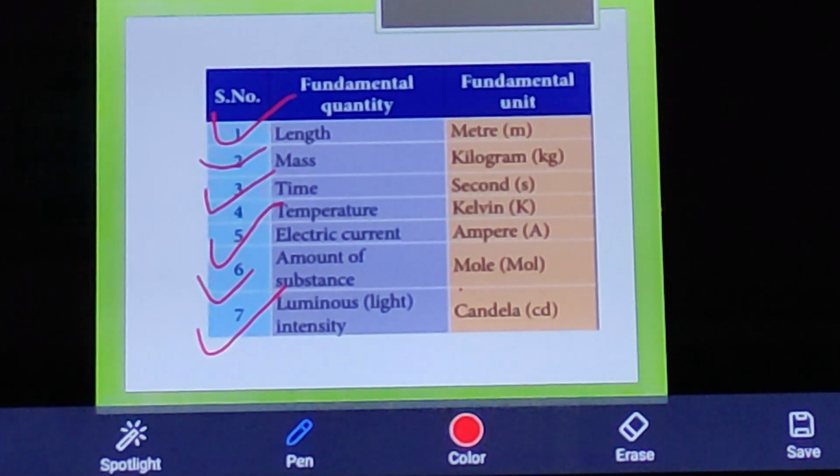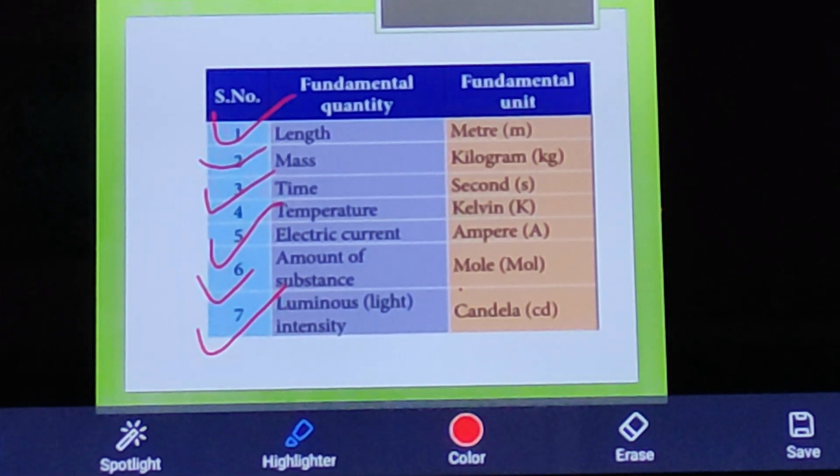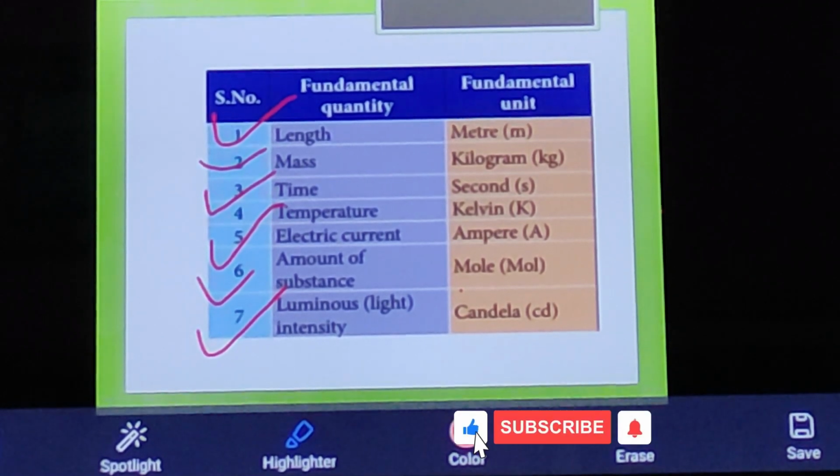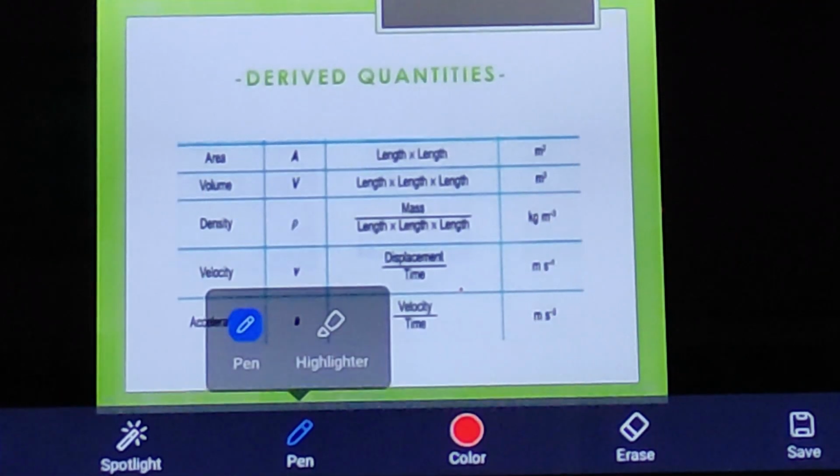After that, the luminous intensity. Luminous intensity is very important in this part, and it is denoted with the SI unit, that is the candela. You just remember this one. So next, what is a derived unit?